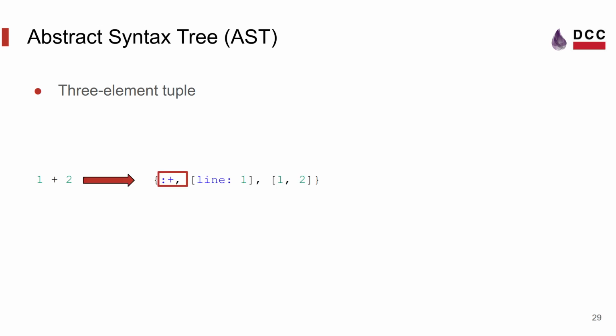In the AST, the first element is an atom representing the operation of the expression. The second is a list that contains some metadata, such as the line number. And the third element is the list of arguments. And that's the structure of the AST.